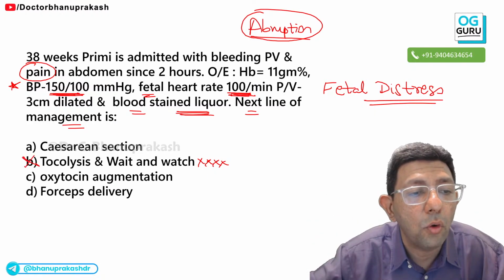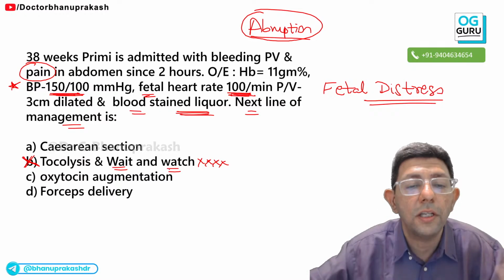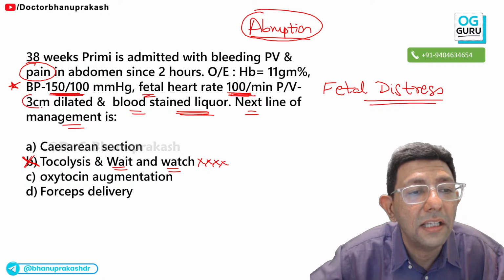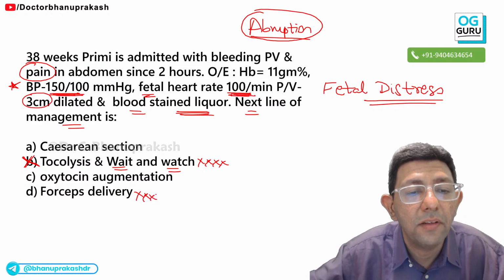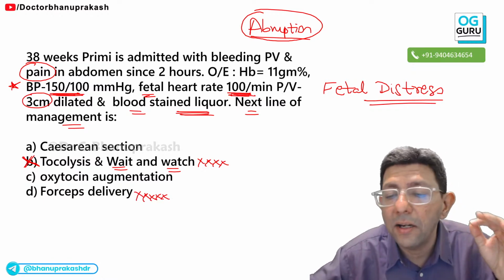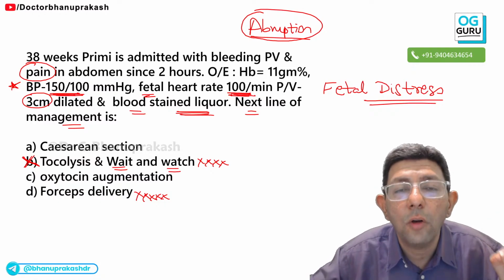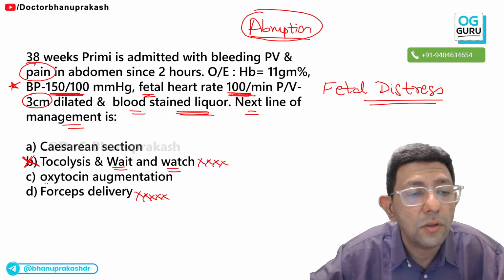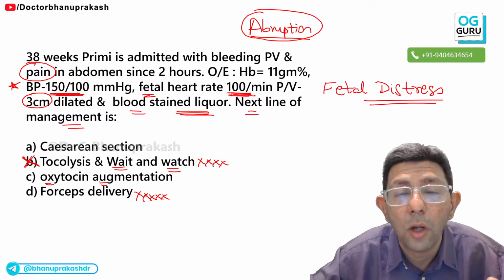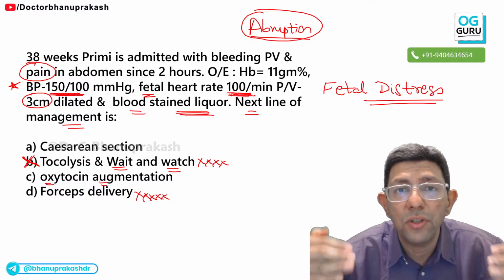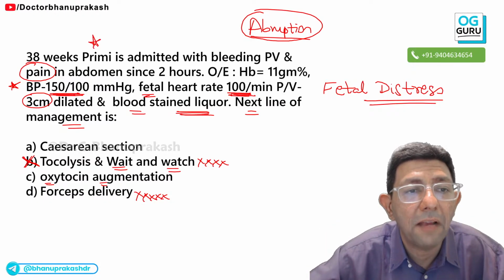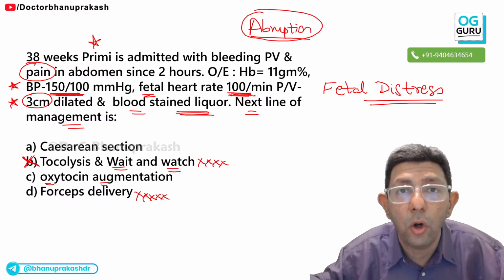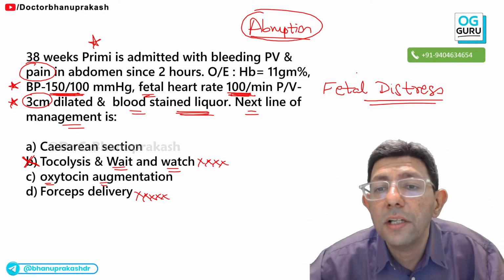So never give tocolysis, abruption will worsen. Never wait and watch in abruption, because there is fetal distress and she is only 3 centimeters dilated. Forceps delivery is not possible, and oxytocin augmentation is not possible at 3 centimeters. Oxytocin augmentation we can do if the fetal heart rate is normal and delivery is likely to happen, like when she is 8-9 centimeters. Here a primigravida who is only 3 centimeters has a lot of time, 5, 6, 7, 8 hours before she will deliver. So I have to do the delivery because it is fetal distress.